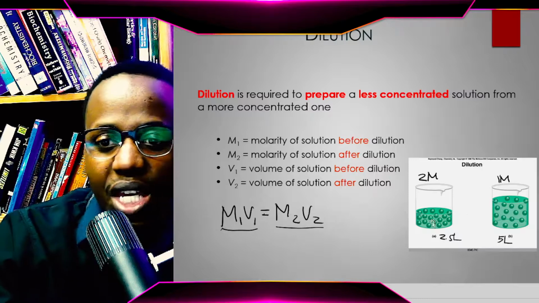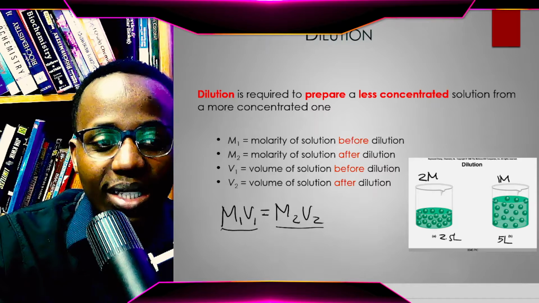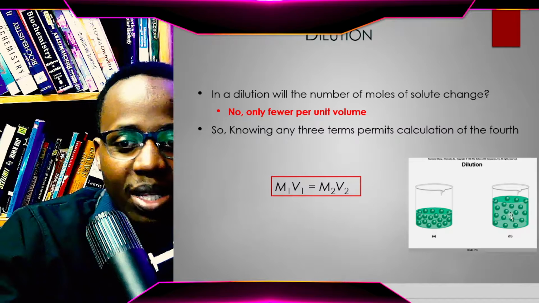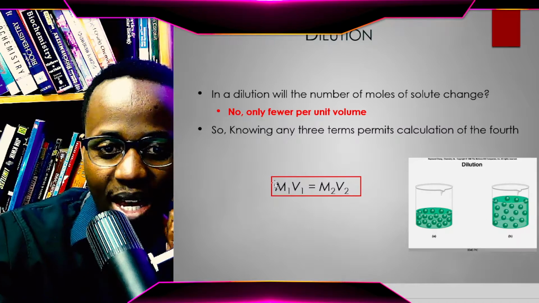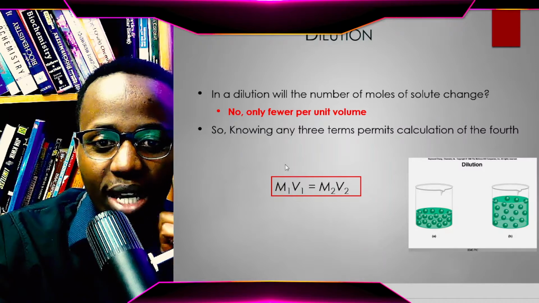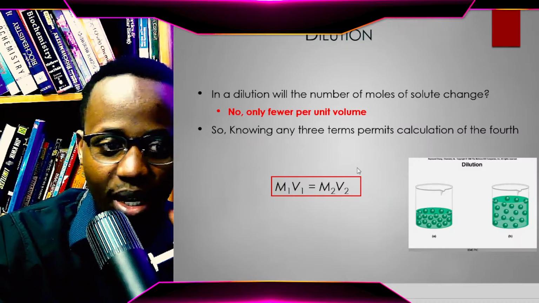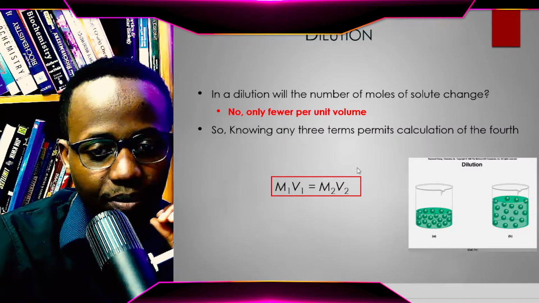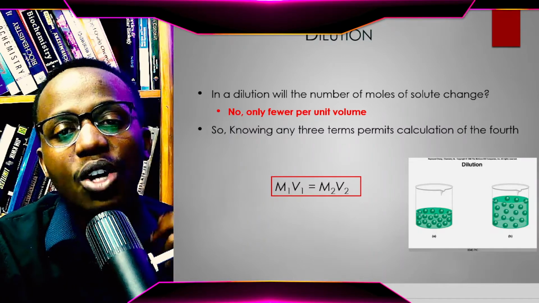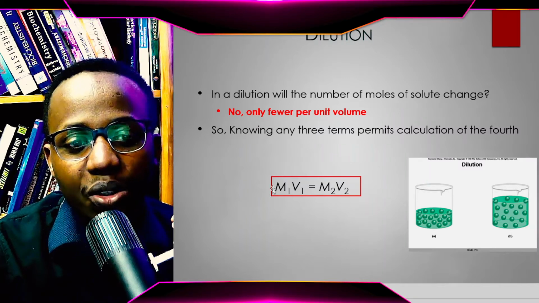So here, if we increase the volume, the number of moles stays the same, right? The number of moles is still there. So if you increase the volume and the number of moles is still the same, then M1V1 can be equal to M2V2. So we're saying that the number of moles at the beginning are still equal to the number of moles at the end. But that's just where this comes from. You don't need to know exactly where it comes from. All you need to know is that this is the formula you use.